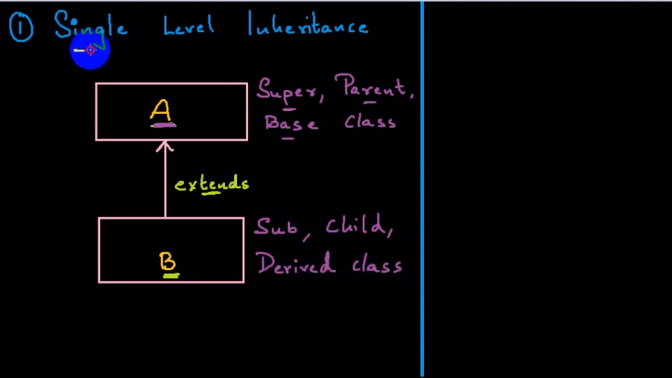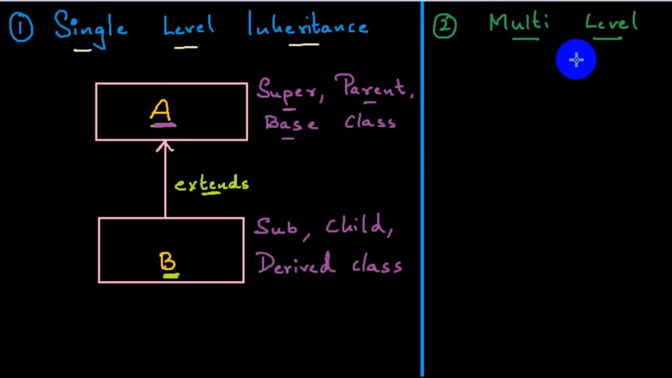Okay, so what is single level inheritance? Single level inheritance is nothing but a combination of one superclass and one subclass. Single level, meaning one superclass, one subclass, is called single level inheritance. Okay, and then, sir, what is the next part, sir? Next part is multi-level inheritance. The name itself tells. What is multi-level inheritance? We need to understand. The name itself tells there are multiple levels here.